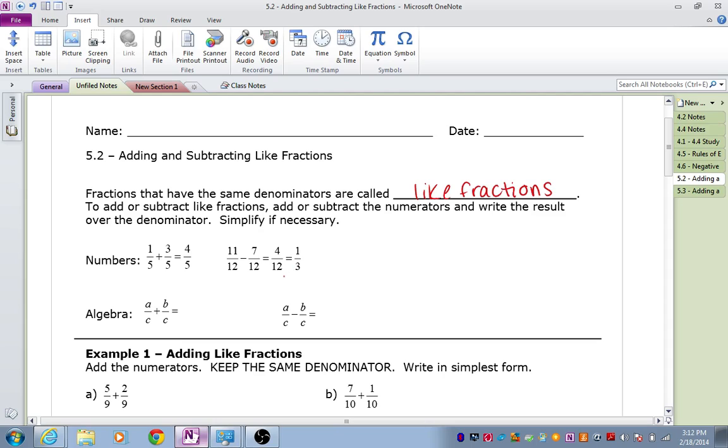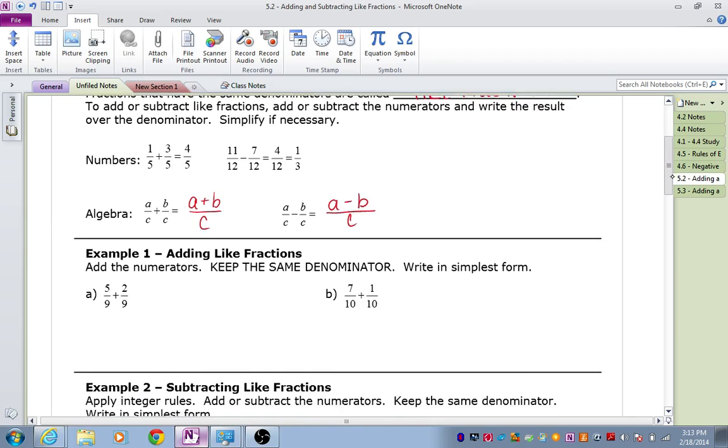1/3. If we are going to write this in algebra, well, a over c plus b over c, we're going to add our two numerators, so we get a plus b, and we keep it over c. A over c minus b over c, we're going to subtract our numerators, so a minus b, over c.